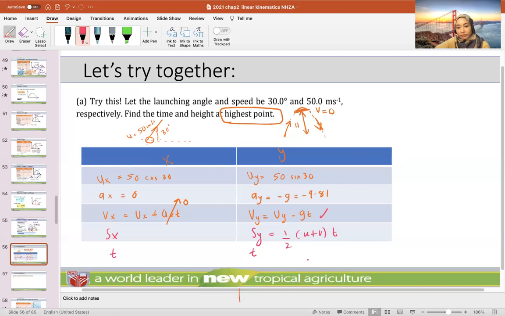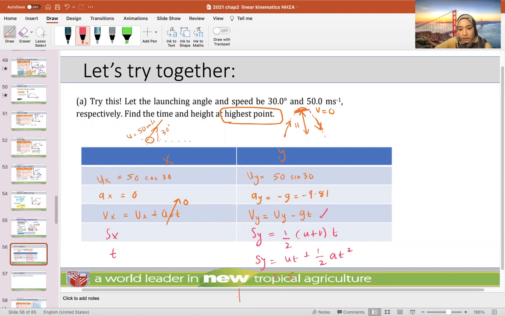Okay. Got it. Okay, so saya tak sedar siapa yang cakap tadi tu. Thank you. So 1/2 U plus V. U is 50 sin 30. Do we know our V in this case? Do we know our T yet? Tak tahu kan? So kita tak boleh pakai equation ni lagi. So what equation should we use? SY dah betul. Come on guys. UT apa? Oh, SY equals UT plus 1/2 AT squared. Okay, let's try that.